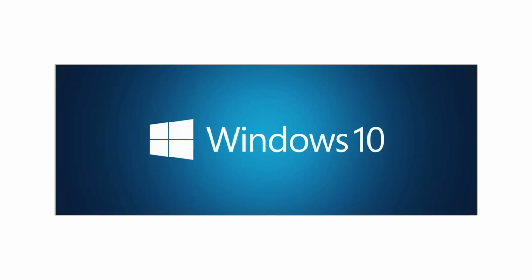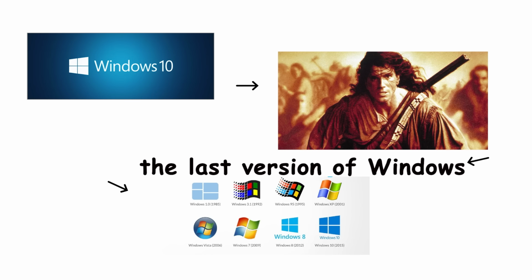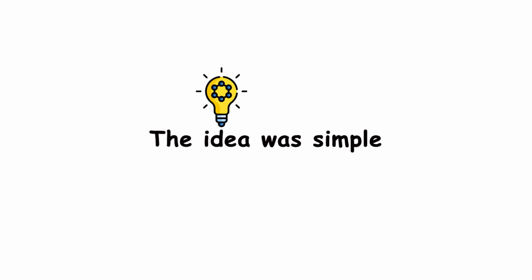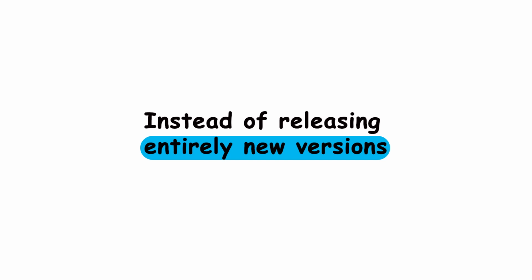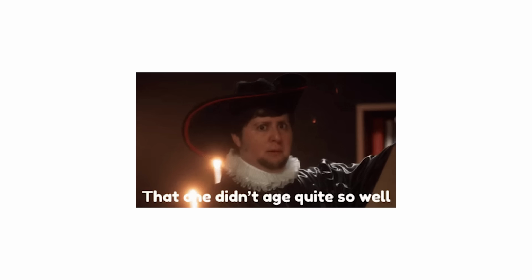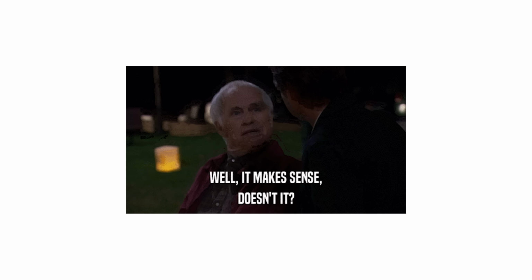Windows 10. In 2015, Microsoft launched Windows 10 and promised it would be the last version of Windows. The idea was simple. Instead of releasing entirely new versions, they'd just update it forever. That promise didn't age well, but at the time it made sense.